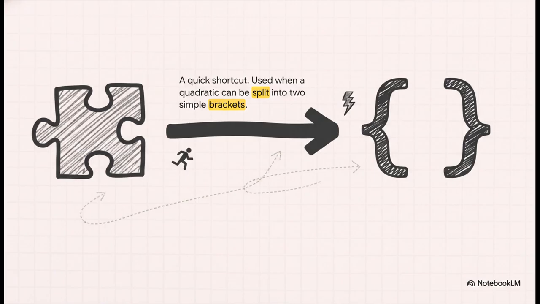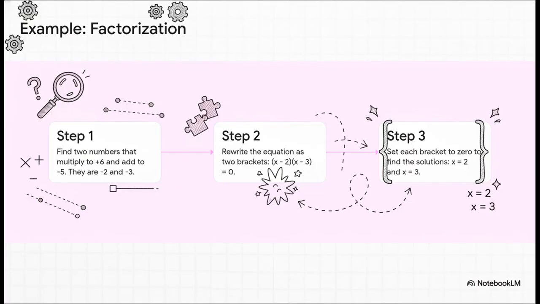It's all about breaking down the big equation into 2 simpler parts that are multiplied together. So let's walk through an example together. x squared minus 5x plus 6 equals 0. The first step is a little puzzle. We need 2 numbers that multiply to get positive 6, but add up to negative 5. A little thought, and you get negative 2 and negative 3.